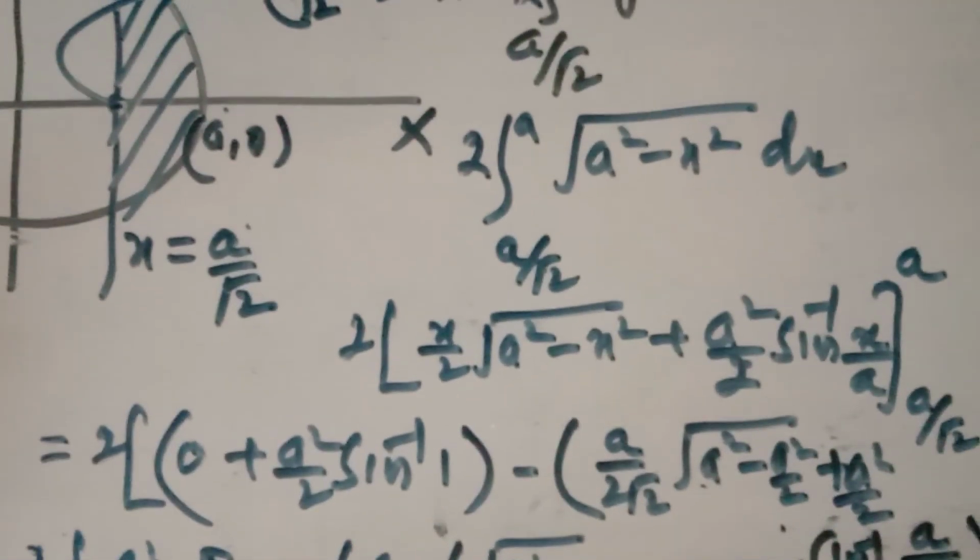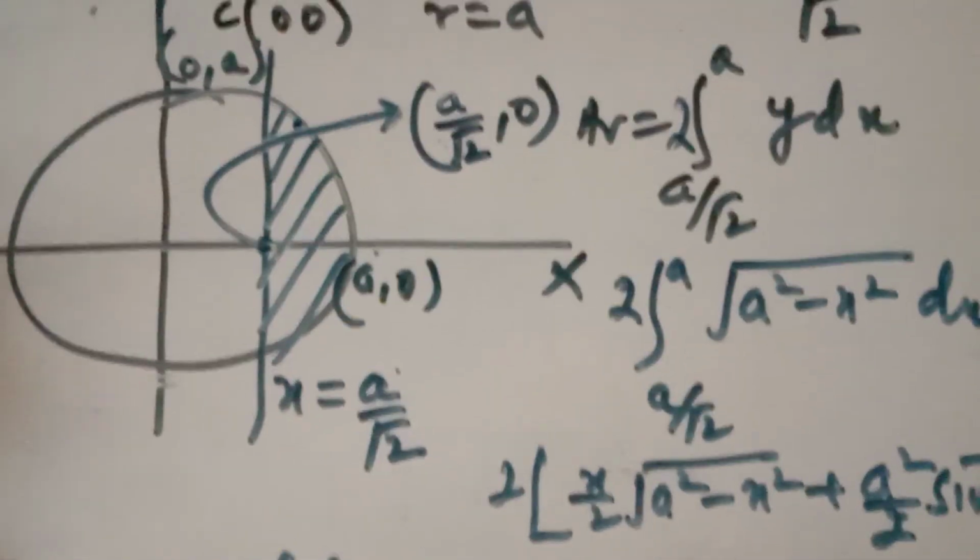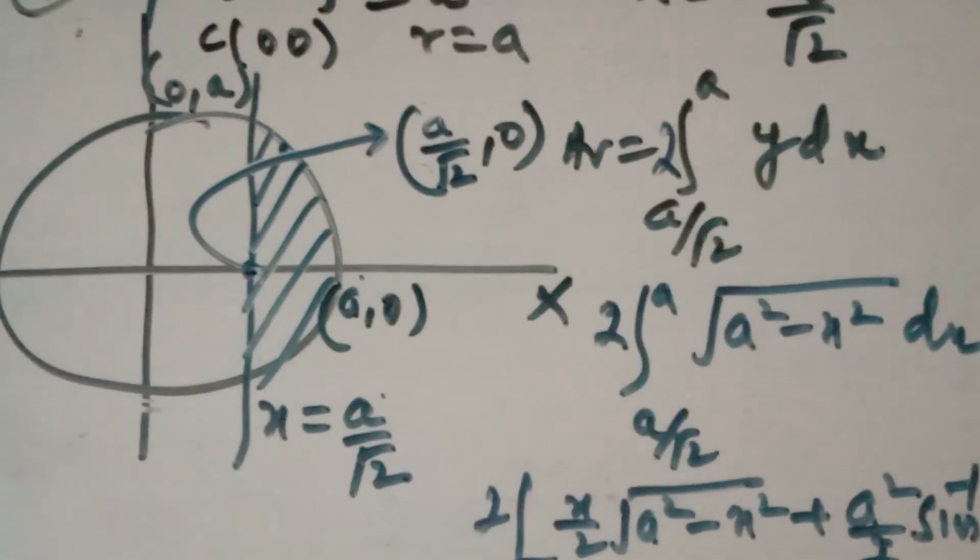So this is the concept of area bounded by the region of these two curves in the first quadrant. Okay, we'll discuss in the next lecture.